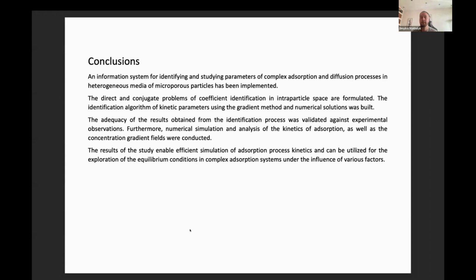The results of the study enable efficient simulation of absorption process kinetics and can be further utilized for the exploration of the equilibrium conditions in complex systems under the influence of various factors.